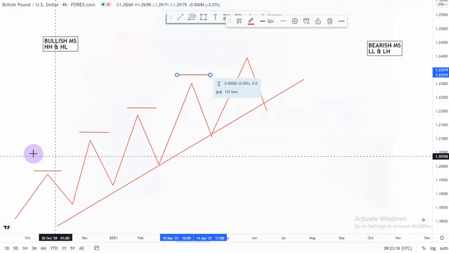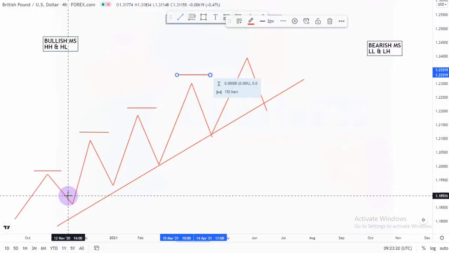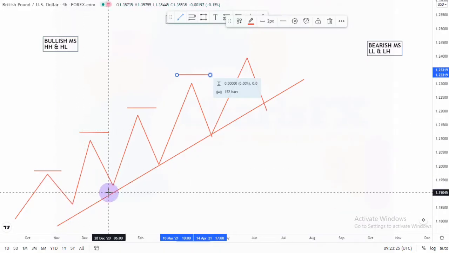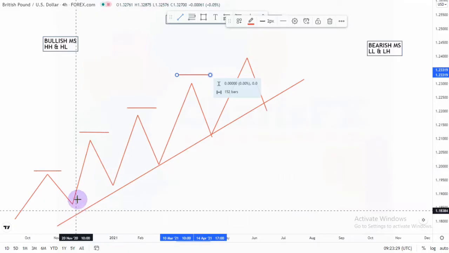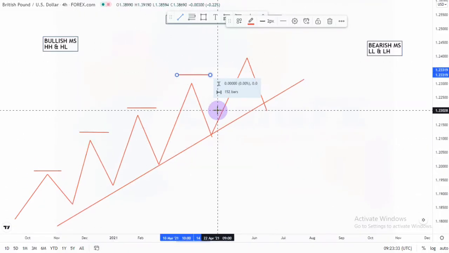This high is higher than the previous high, and this is called a higher low because this low is higher than the previous low in a bullish market structure. These are the things that you look out for.